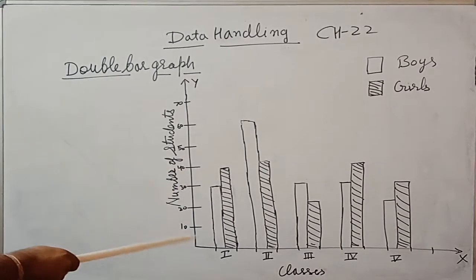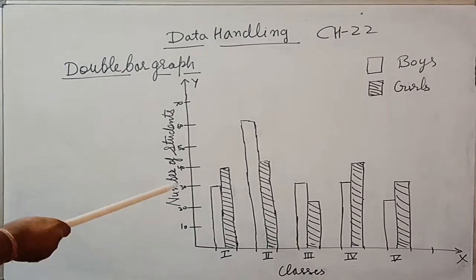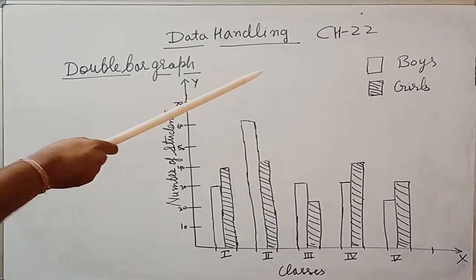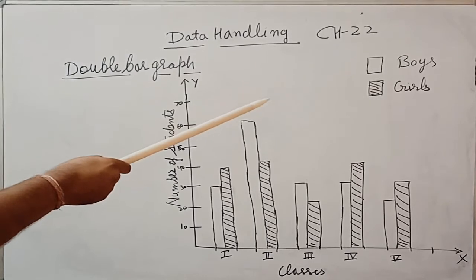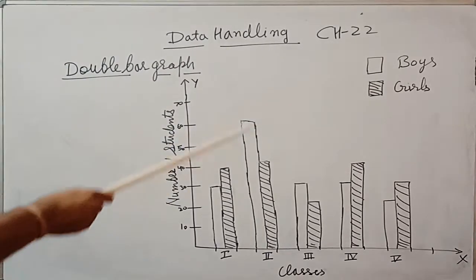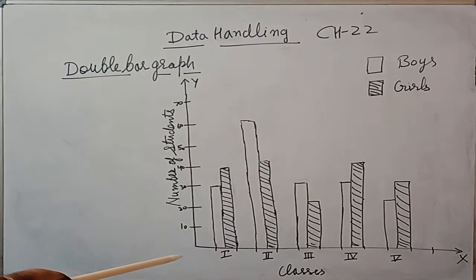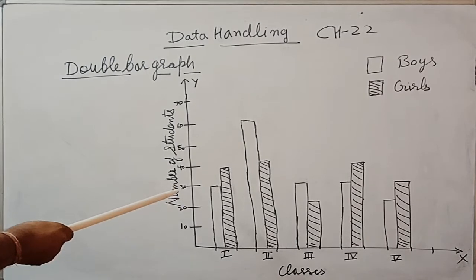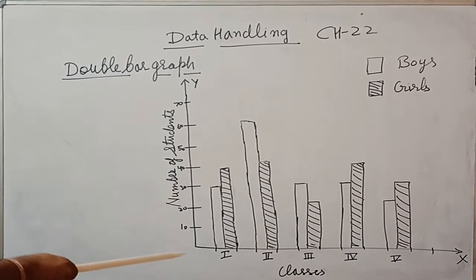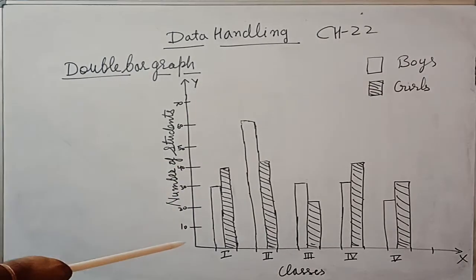In one we have cross lines and in one we have blanks. So blank represents the boys and the cross lines represent the girls. Here I am taking the first class first. As we will see, here are 30 boys in the first class and 40 girls.